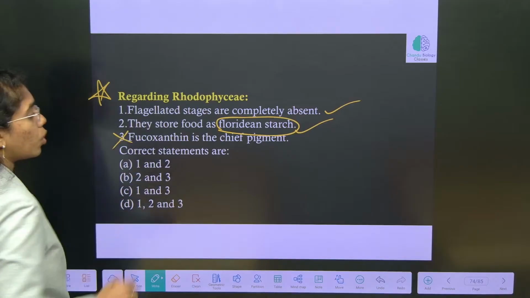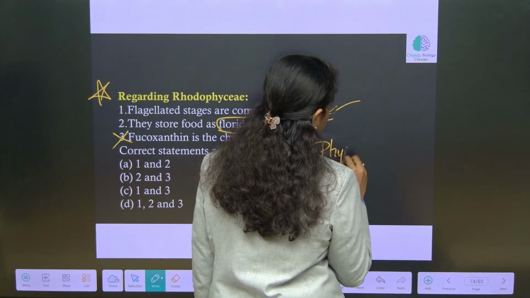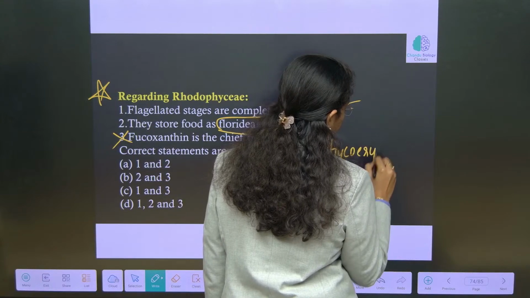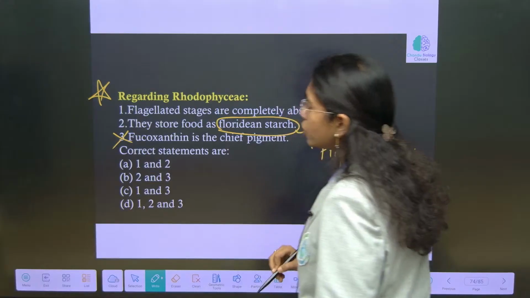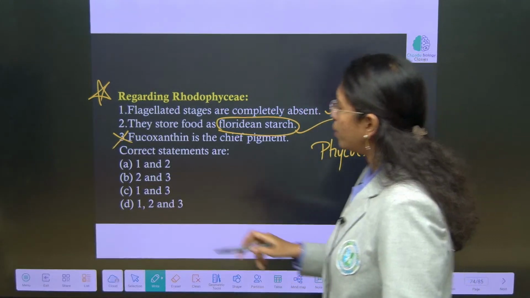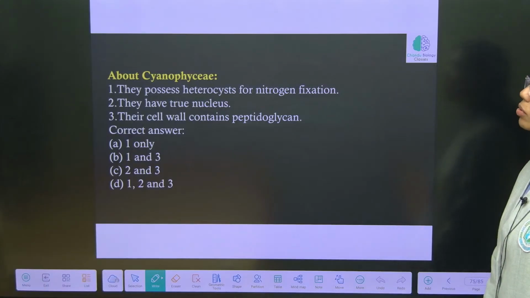Wrong. In Rhodophyceae, what is the chief pigment? Phycoerythrin. Phycoerythrin is the chief pigment. So, 1 and 2 will be correct. Option A.